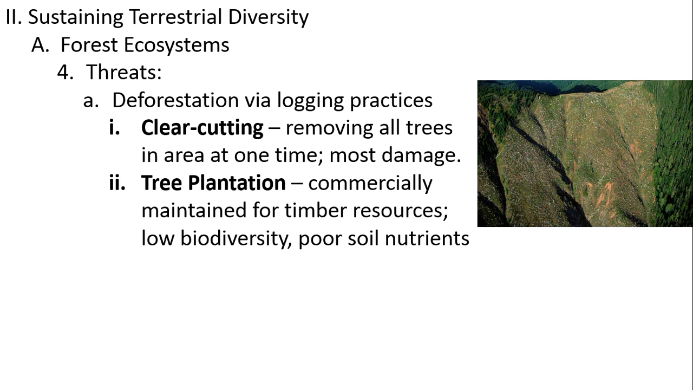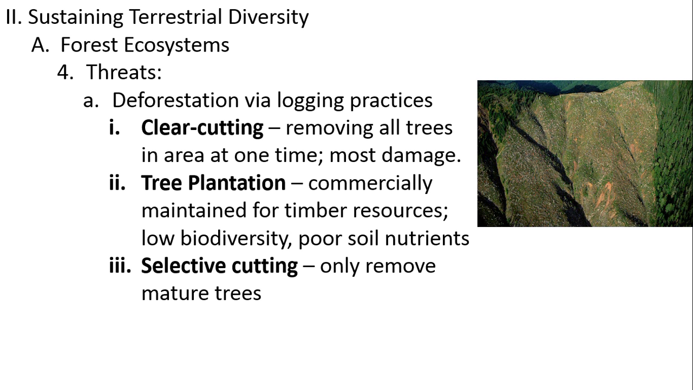Often, to help areas recover from clear cutting, tree plantations will be formed, which is where a land is commercially maintained for timber resources. They usually have low biodiversity because you're just planting one species of tree and growing it, and then cutting it down. And that usually ends up robbing the nutrients out of soil. So the soil usually has very poor nutritive value.